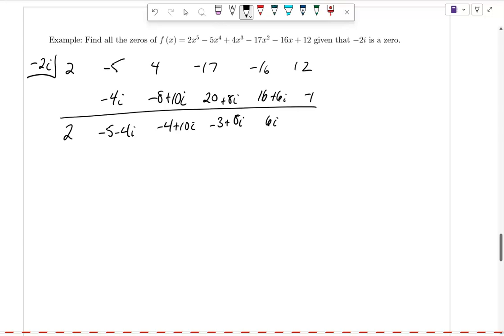What did I do wrong? Somewhere along the line I messed up, because I should get 0 when I'm done, but I get positive 12. What did I do wrong? It's an 8i there. Oh, goodness. Positive 10. Positive 8i. Positive 6i.